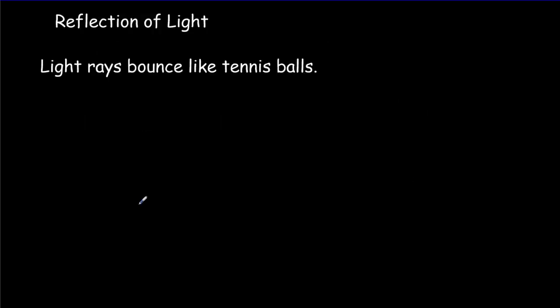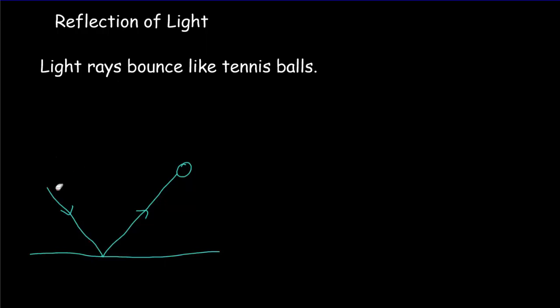As it turns out, light reflects in a way that's very similar to the way tennis balls reflect. So if we take a tennis ball and we throw it off a nice smooth surface like a wall, it will come in, and we're not spinning the ball, it's just coming straight in. It would bounce in approximately this direction here. Now light behaves the same way.